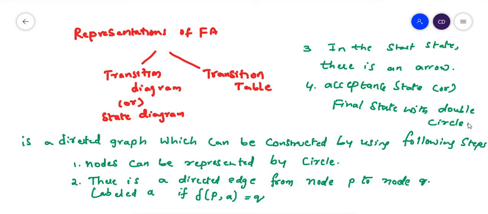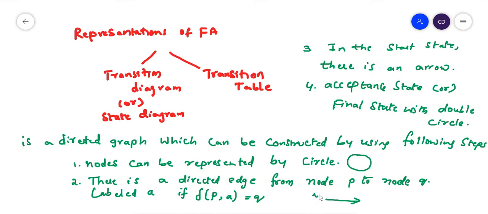So we can say a transition diagram is nothing but a directed graph, constructed using the following things. Each and every node of your transition diagram is represented with a circle, so we take a circle representation for states. And there is a directed edge, meaning you can draw an edge from one node to another node, from node P to Q with label A.